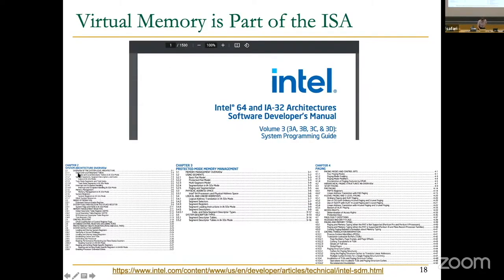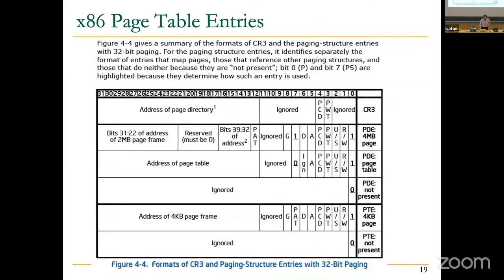Now you can see some parts of it. Chapter 2 is about system architecture. Chapter 3 is about protected mode memory management, paging. There's a chapter dedicated to paging. I think this has 50 chapters or so. But it's big, basically. And this is actually specified in the ISA. And this is part of the problem. This is a very rigid specification. It's like a specification of an instruction, right? This is what the page table looks like.